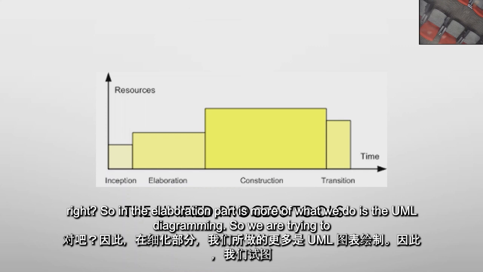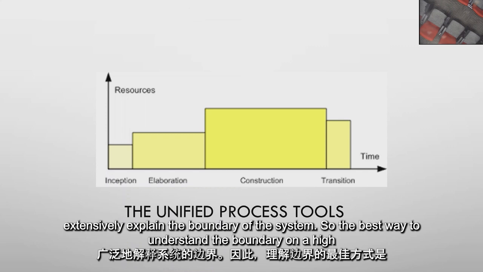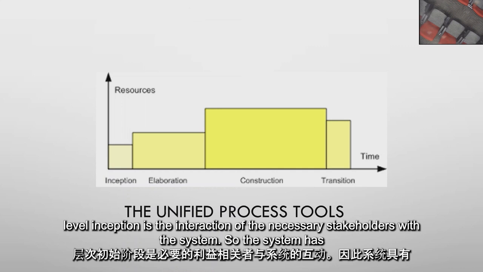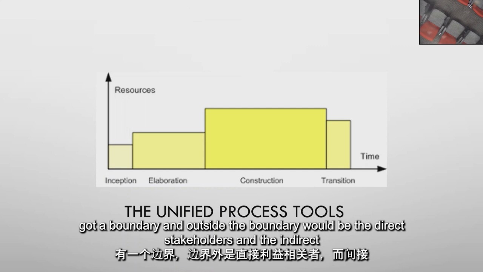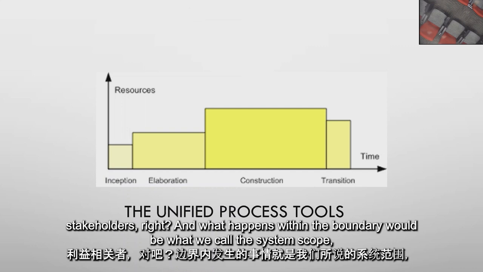So the elaboration part is more of what we do, which is the UML diagramming. We are trying to extensively explain the boundary of the system. The best way to understand the boundary on a high level inception is the interaction of the necessary stakeholders with the system. So the system has got a boundary, and outside the boundary would be the direct stakeholders and the indirect stakeholders, right? And what happens within the boundary would be what we call the system scope, all right?